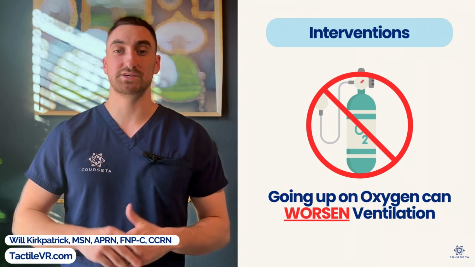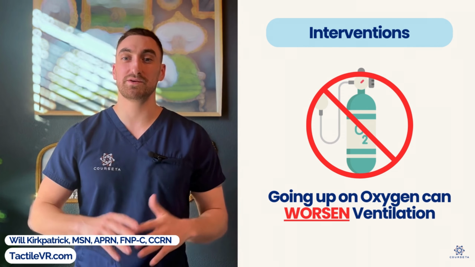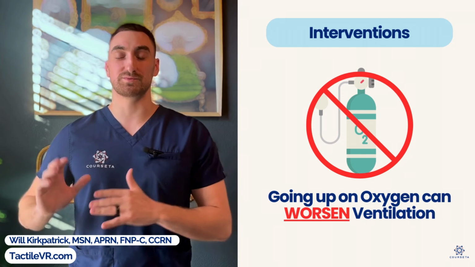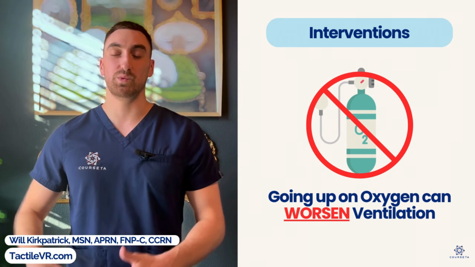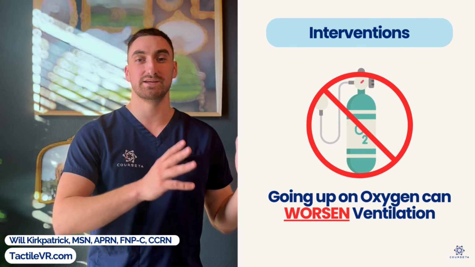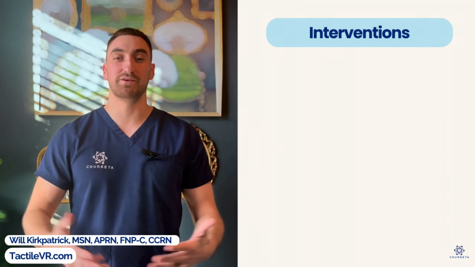We want to give these patients oxygen with caution. Typically, we like to keep it 1 to 2 liters per minute, or at least the baseline. If they use oxygen at home and they come into the hospital, we want to keep them as close to their baseline as possible. All right, so we talked about how ventilation is the number one issue.